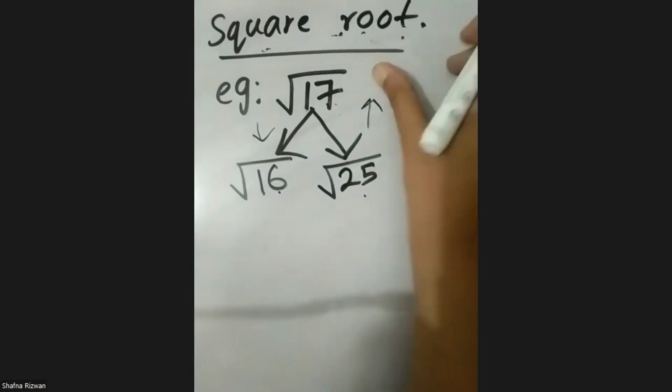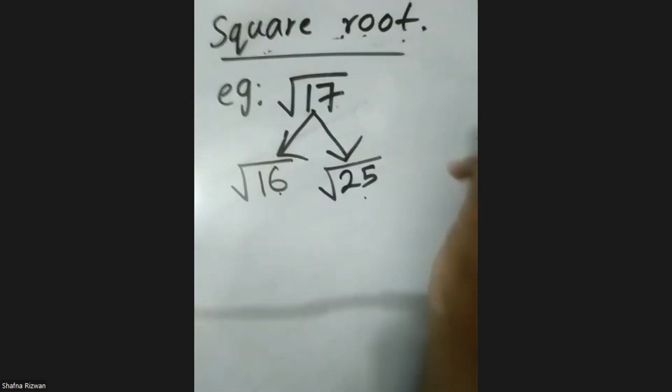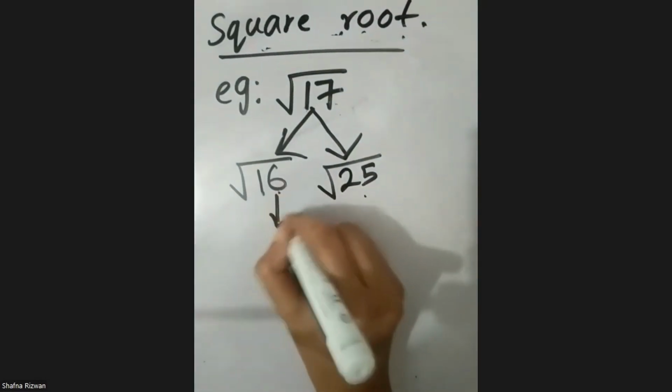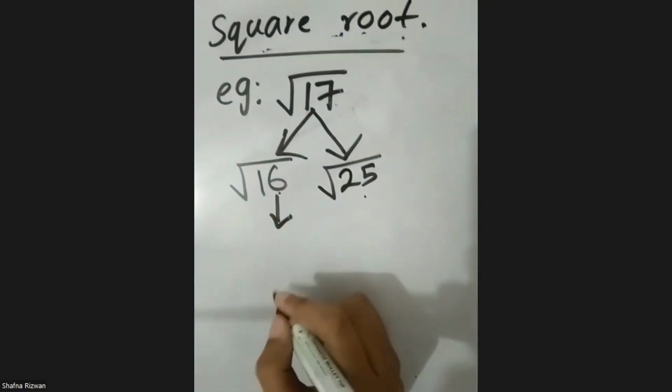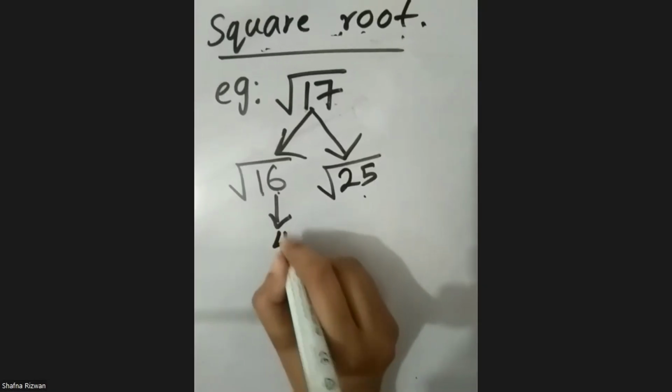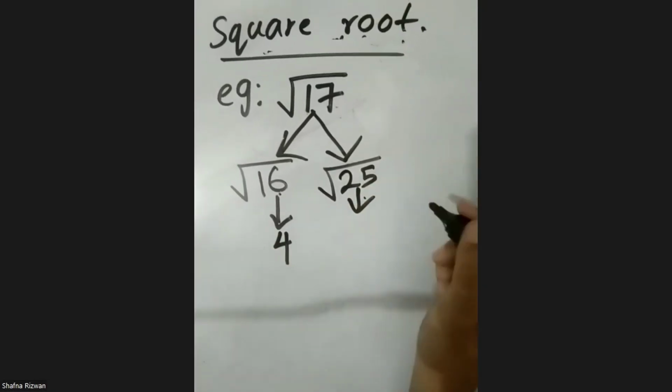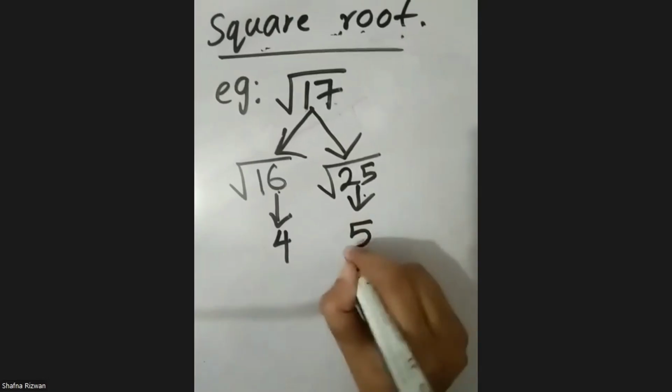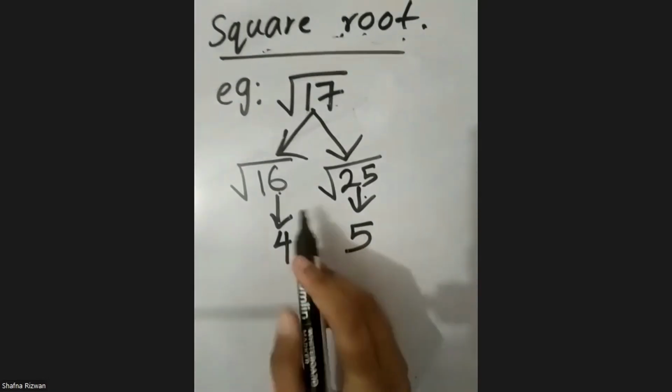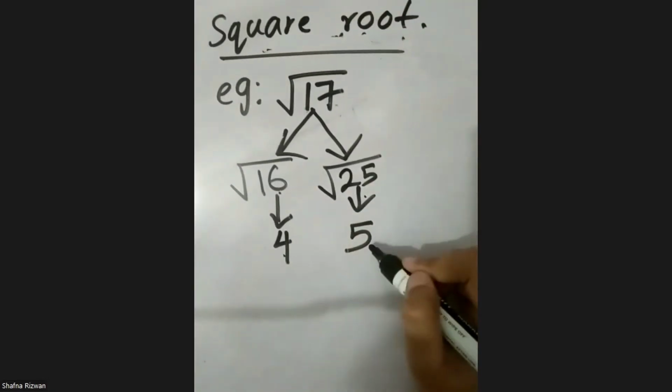Now we are going to see the square root of 16. What is the square root of 16? That is 4. And what is the square root of 25? That is 5. Square root of 16 is 4 and square root of 25 is 5.